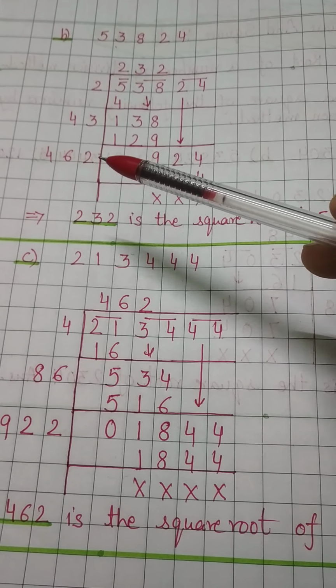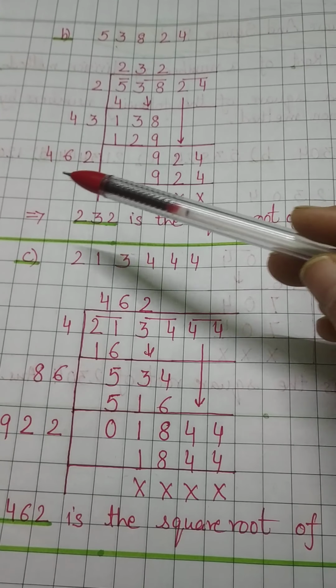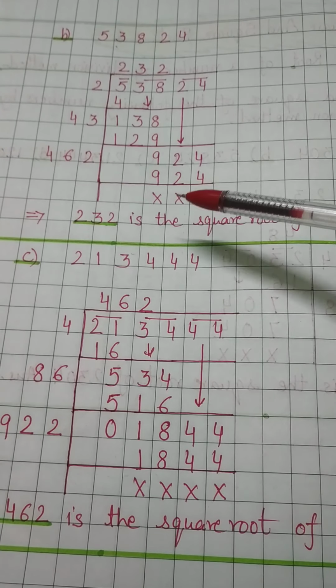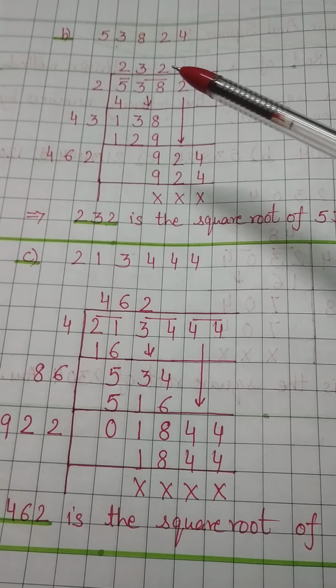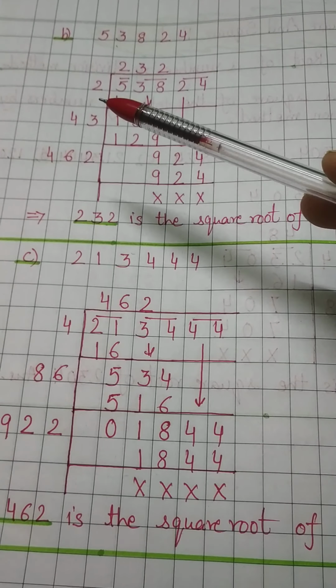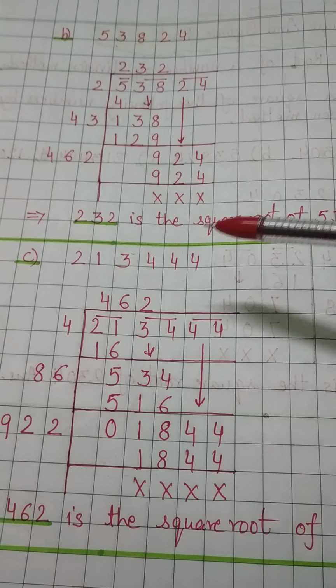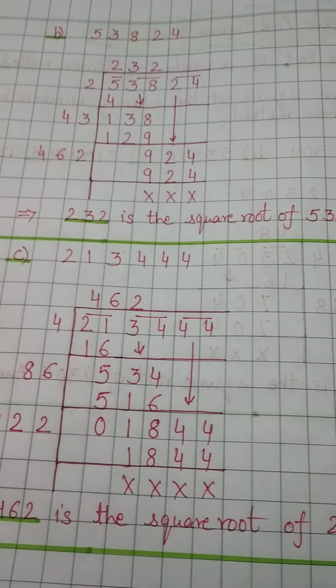So that means whatever number we write here, we will multiply it with the same number and then we will check, right? So 462 into 2, 2 2s are 4, this one. So the answer for us is 232, and in the question we will write 2, then after that 3 and then after that 2. So 232 is the square root of the given number, right?